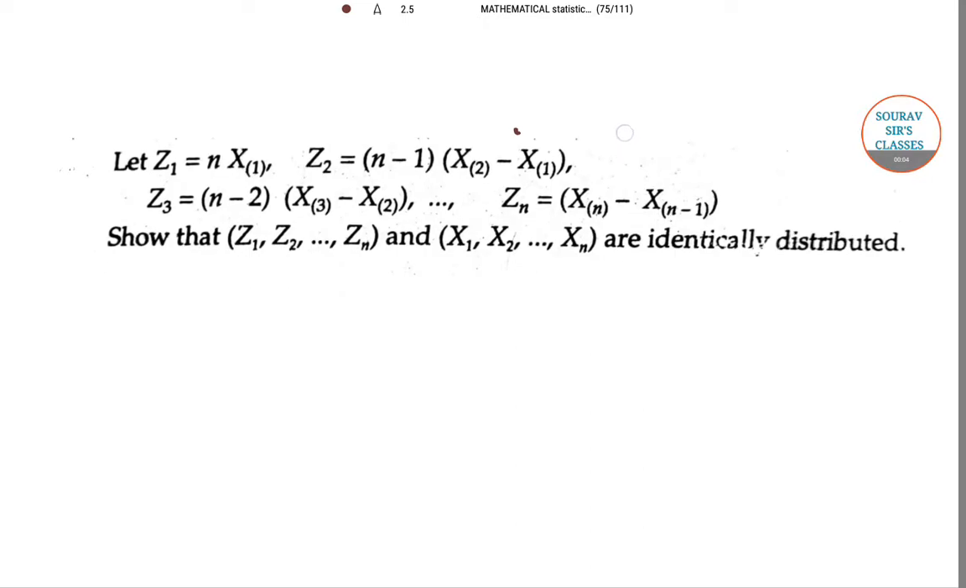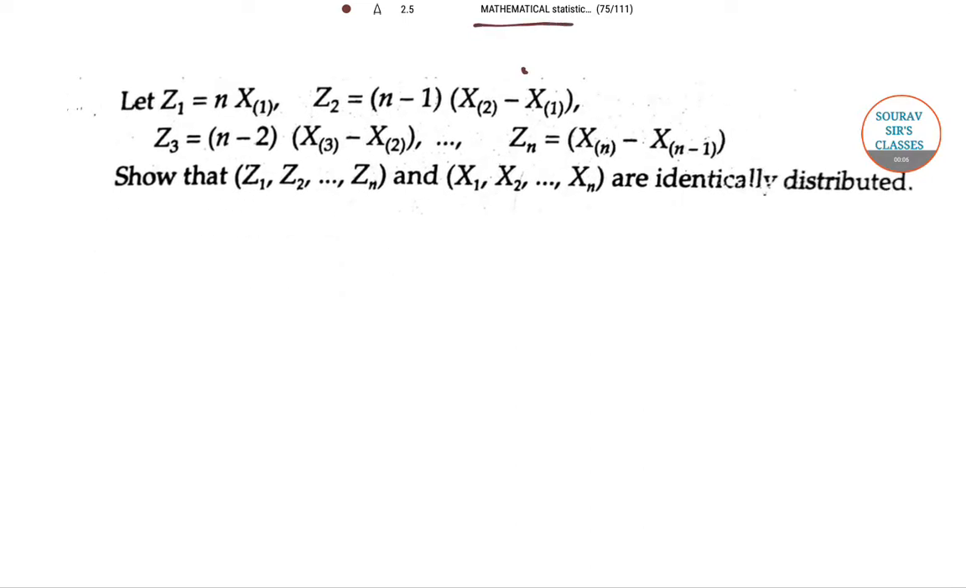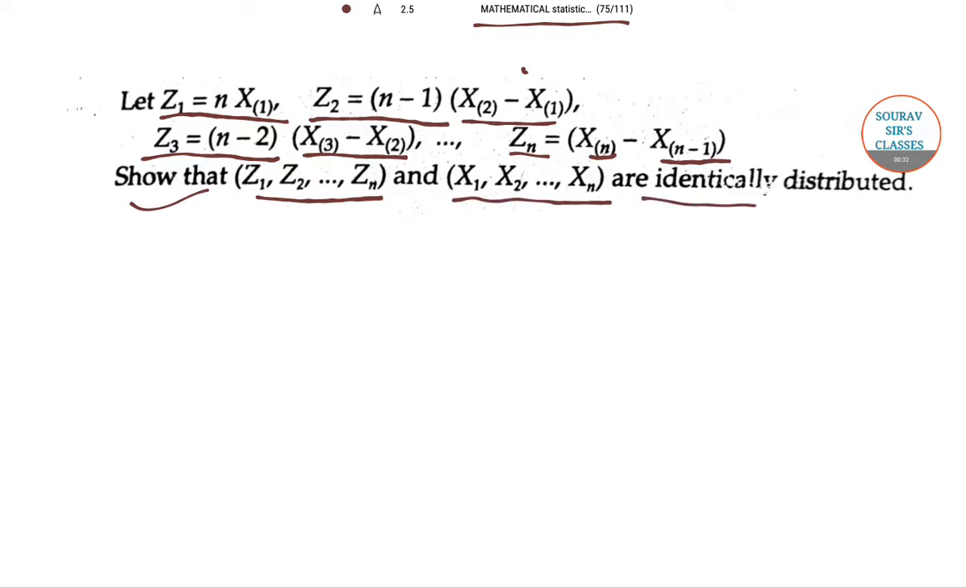So in today's video, we will be solving a question from mathematical statistics. The question goes like this: let z1 equals n x1, and z2 equals n minus 1 times x2 minus x1. Now z3 equals n minus 2 times x3 minus x2. Now zn equals xn minus x(n-1). We have to show that z1, z2, ..., zn and x1, x2, ..., xn are identically distributed. So how do we show it?